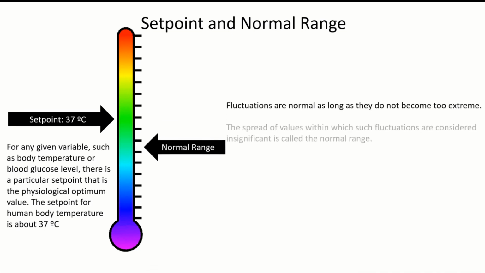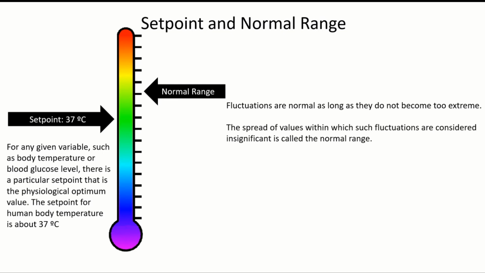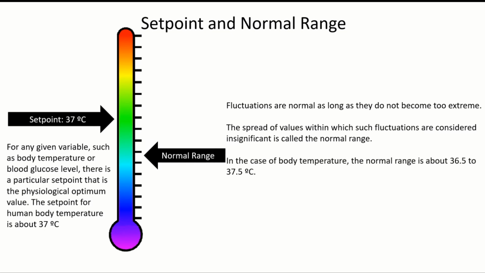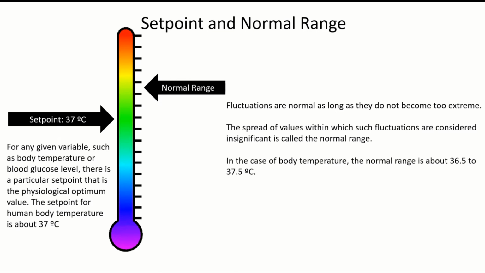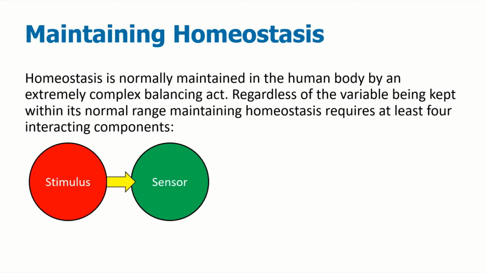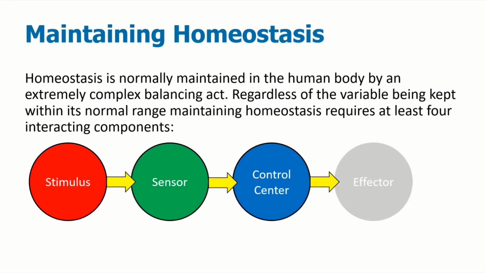The spread of values within which such fluctuations are considered insignificant is called the normal range. In the case of body temperature, for example, the normal range for an adult is about 36.5 to 37.5 degrees Celsius, or 97.7 to 99.5 degrees Fahrenheit. Homeostasis is normally maintained in the body by an extremely complex balancing act. Regardless of the variable being kept within its normal range, maintaining homeostasis requires at least 4 interacting components: a stimulus, sensor, control center, and an effector.